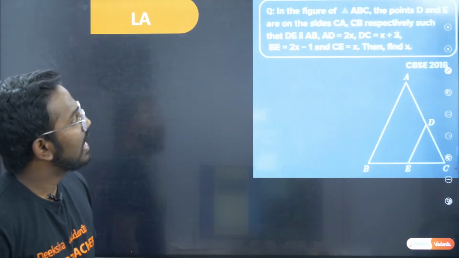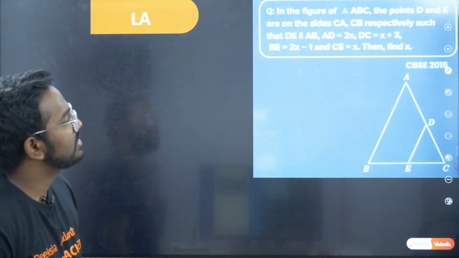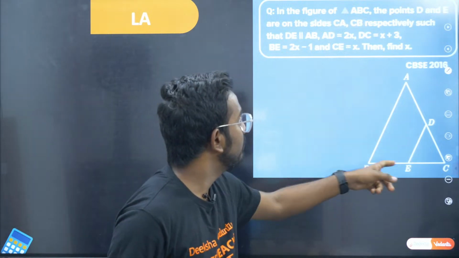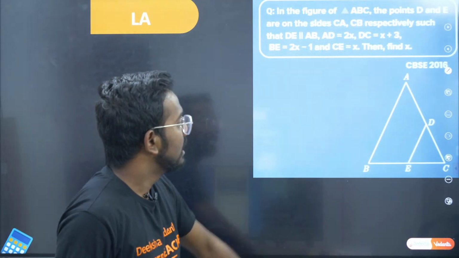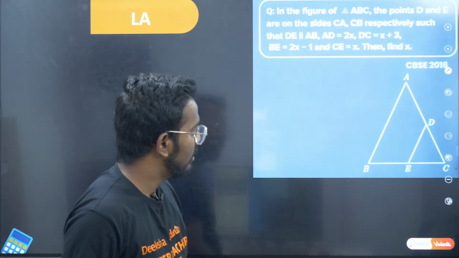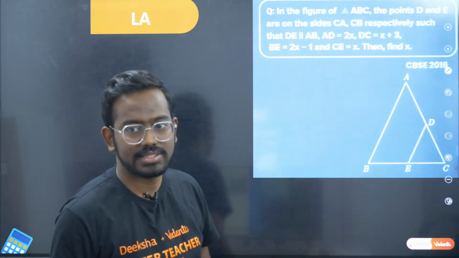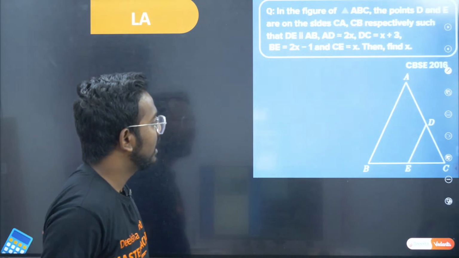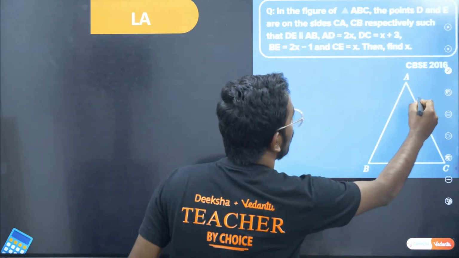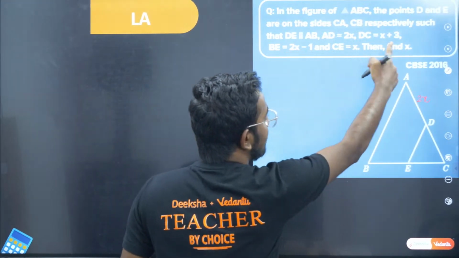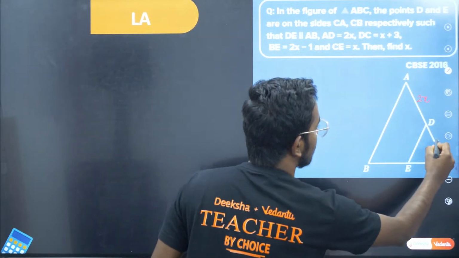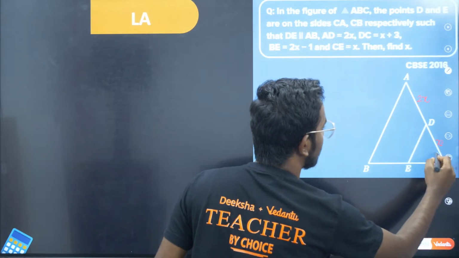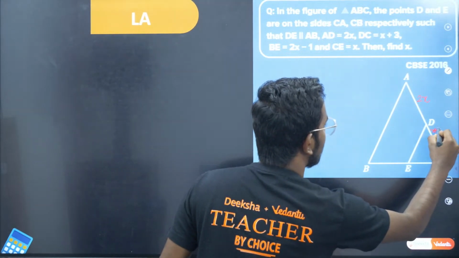In the figure, triangle ABC, the points D and E are on the sides CA, CB respectively, such that DE is parallel to AB. Clearly this looks like a scene of BPT theorem. They have said AD is 2x, and DC is equal to x plus 3. This is given, x plus 3. I'll write it here, x plus 3.